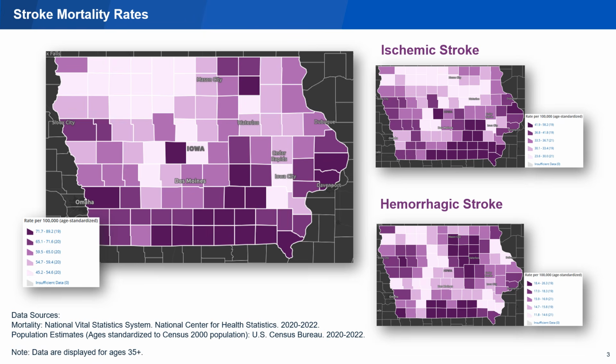Let's start by mapping stroke mortality at the county level. In the Atlas, you can map all stroke mortality, and you also have the option to map specifically ischemic or hemorrhagic stroke mortality rates. Counties with the lowest mortality are in light pink, and counties with the highest mortality are in dark purple. We can see that there are some similar patterns overall, such as low mortality around the northwest portion of the state. We can also see where patterns differ by type of stroke.